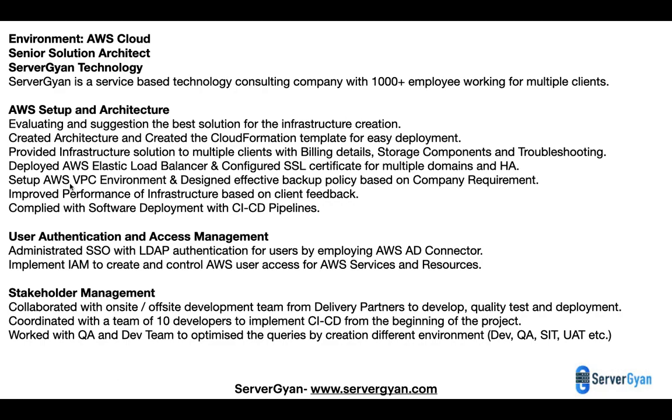Then after, set up AWS VPC environment. When it comes to the VPC environment, you should be very clear with CIDR values, internet gateway, NAT gateway, and other components. Maybe it could be your VPC endpoint, right? Then what about VPC peering? How many VPC peerings will you have to create in order to connect 5 VPCs? These sort of things you should know, right?